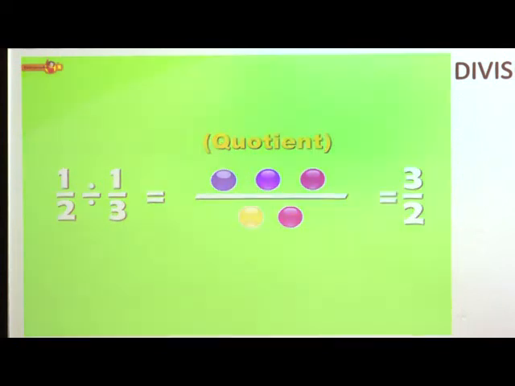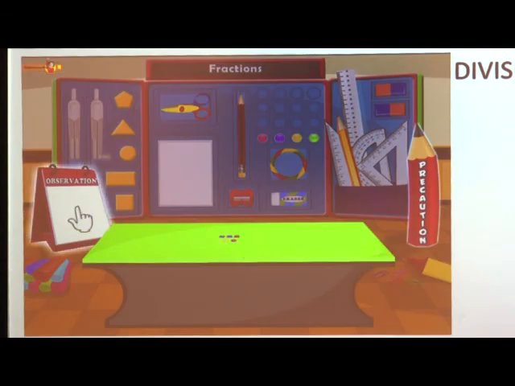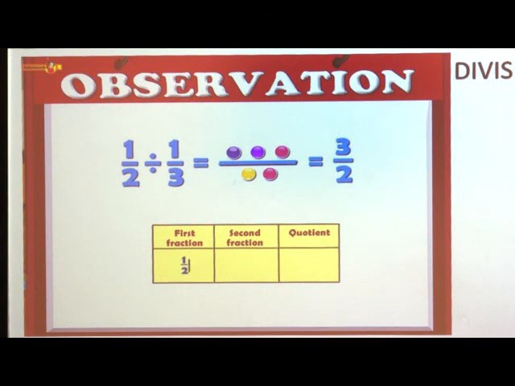Let's record the observation in the observation table. First fraction is 1 over 2. Second fraction is 1 over 3. Quotient of dividing first fraction by second, that is 1 over 2 by 1 over 3 is 3 over 2.